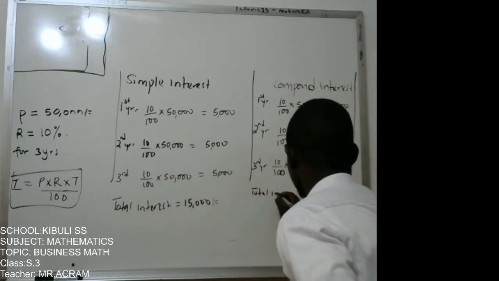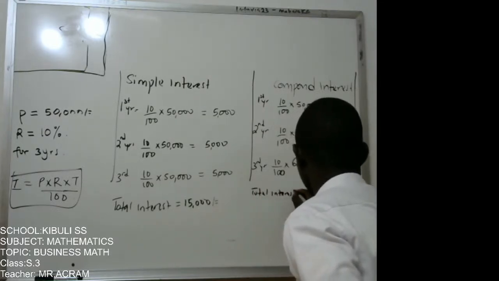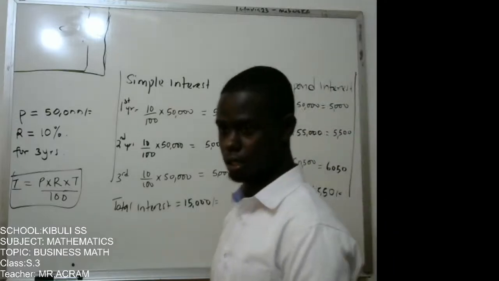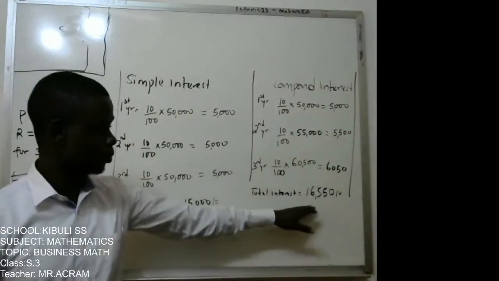Total interest is equal to, what is this? 5,000. What is this? This is 5,500, not so? Add on 6,050. 16,550, eh? So that's what we have, shillings. So you see that the interests are different. For compound interest, the interest is slightly more.